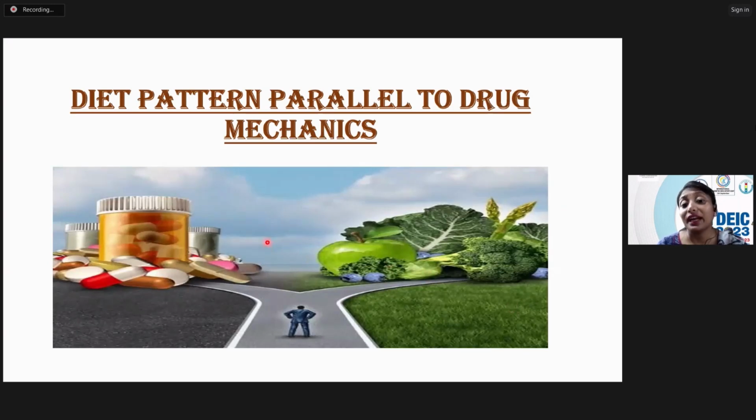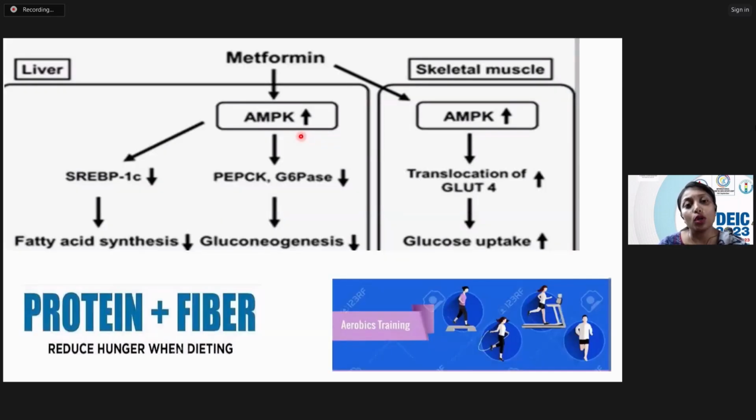There can be a few dietary patterns which can run parallel to drug mechanics. Like we know that drugs have their own mechanisms of regulating the blood glucose. Just previously, Shilpa ma'am has wonderfully explained how different drugs have their own regulatory pathways. Diet can also do the same. I'm not saying that it can compete with the drug, but of course, yes, we can follow the same path if we choose the right thing at the right point.